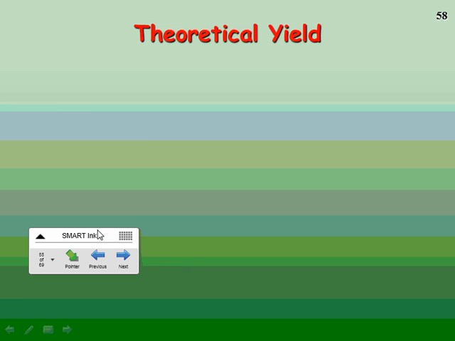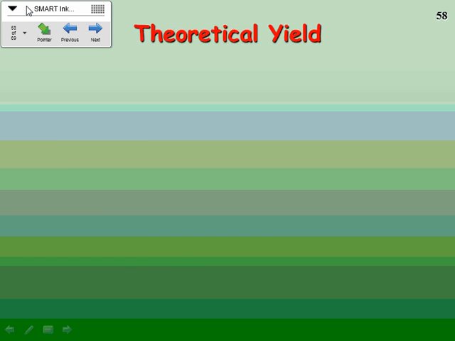So, we need to talk a little bit more about theoretical yield. This is where you should be on your notes. This is right after the limiting reactant stuff.